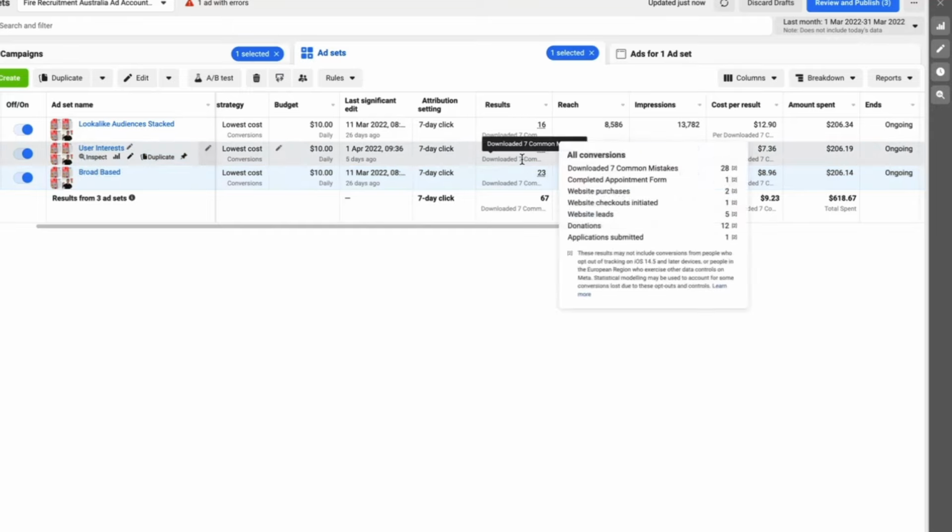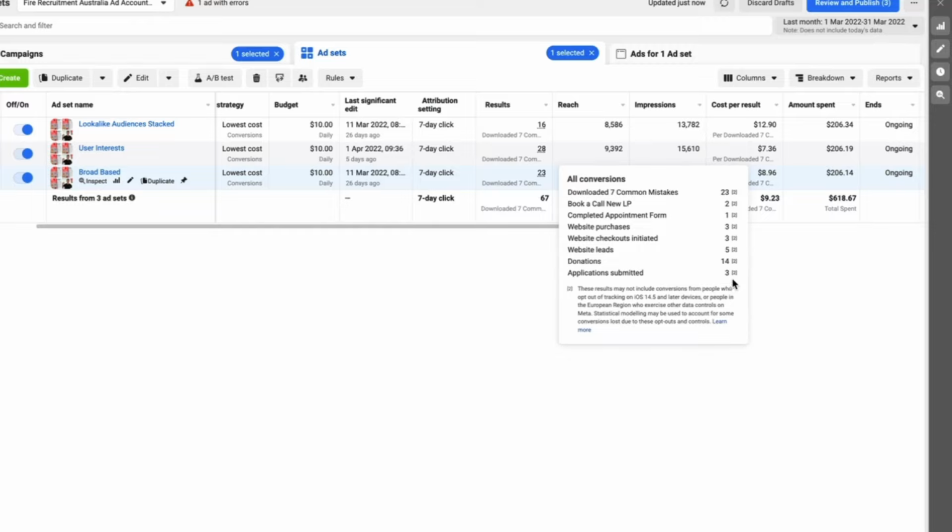And if you look at user interests, we have got 28 downloads, 12 of whom clicked through to join the group. When it comes to appointment applications submitted, though, only 1 person completed the application form up front. If we go down to broad-based interests, we have 3 applications submitted, we have 23 downloads, and we have 14 people who clicked through to the group.